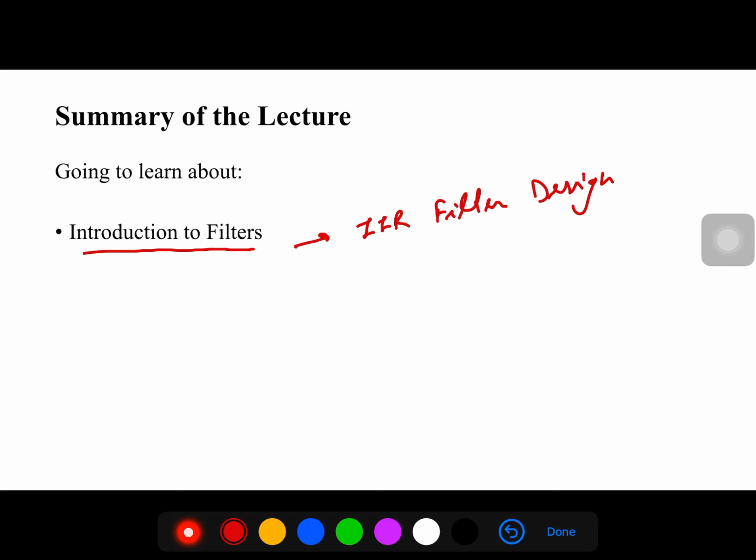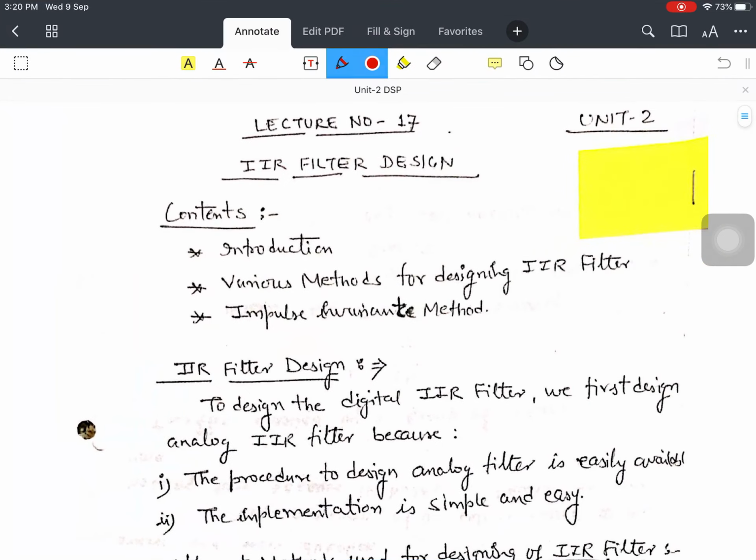Now whenever we talk about designing of digital filters, we will go for the analog filters. In this lecture we are going to discuss a little bit of introduction, various methods for designing IIR filters, and the impulse invariant method. So in this lecture we are going to cover this introduction part and various methods for designing IIR filters.